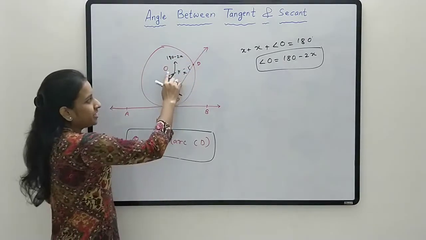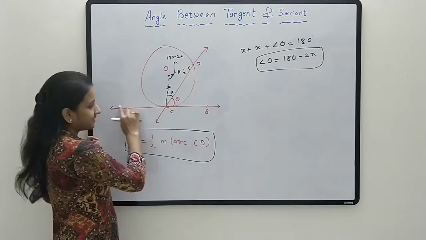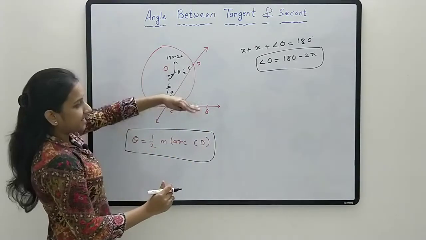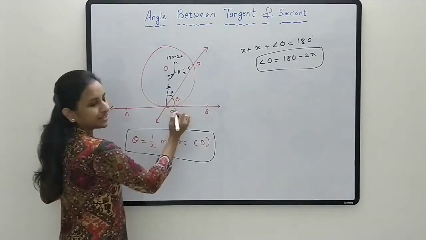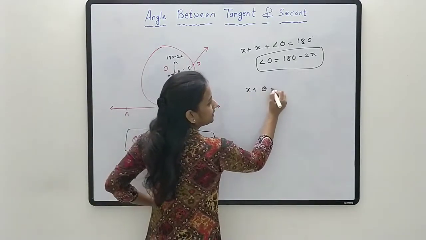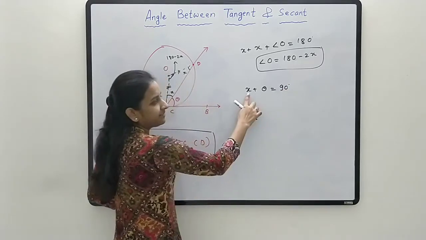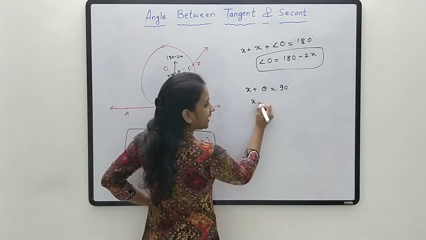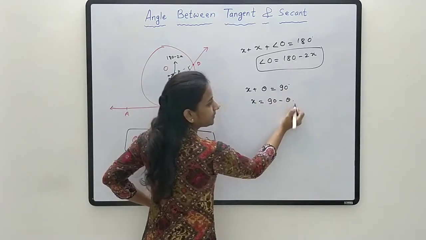Okay. Now, here this is the radius, this is the tangent. Radius and tangent are perpendicular. So we can say x plus theta is 90 degrees. Right? So we can find the value of x in terms of theta. x is equal to 90 minus theta.